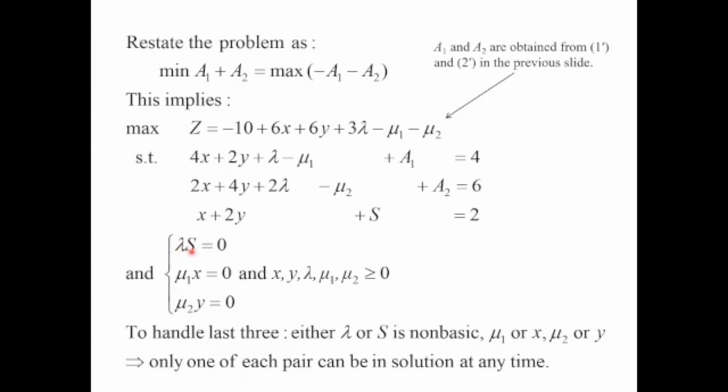Lambda S, where S is the slack variable, either S is 0 or lambda is 0. And the same thing here, these are your Kuhn-Tucker conditions. To handle these three, either the lambda or the S has to be in the basic feasible solution, so the other has to be in the non-basic. And the same thing with mu1 or X having to be in the basic feasible with the other in the non-basic, and with respect to mu2 or Y. Only one of each pair can be in the solution at any given time.